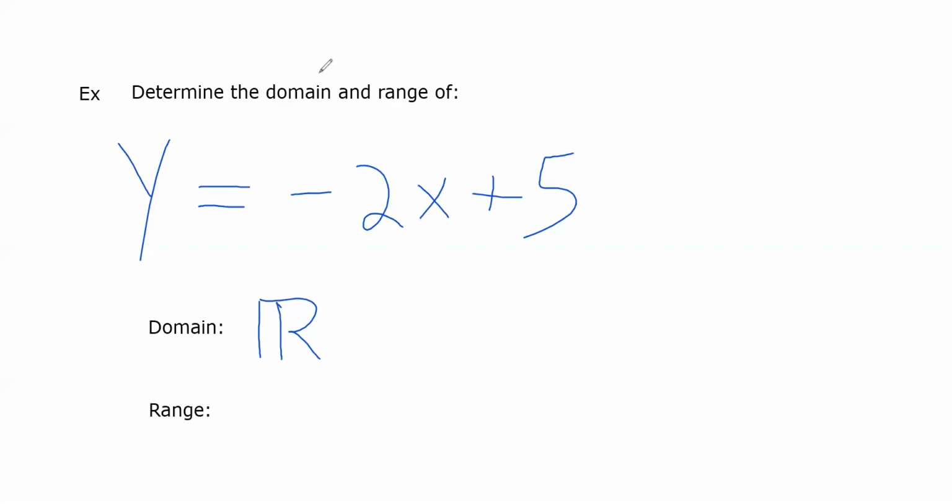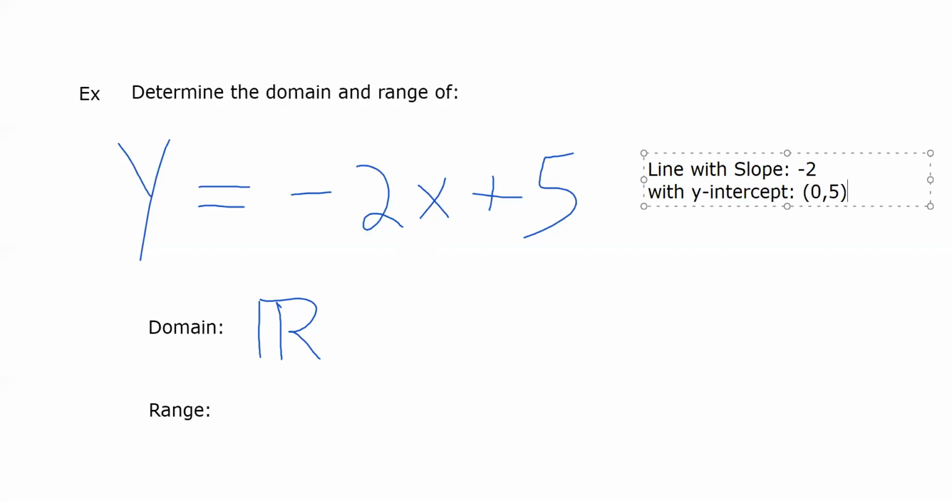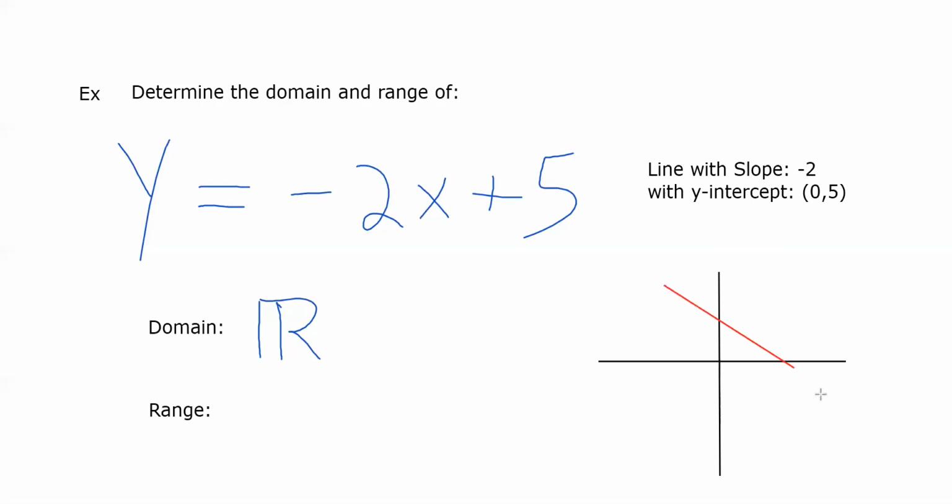So the range here is actually a little bit harder to deduce unless you do know a thing or two about the graph. Again, this is going to be a line with slope of negative 2, the number in front of x, and with y-intercept, remember it's a coordinate, don't just say 5, that's the lazy way. It's a coordinate with an x value of 0 and a y value of 5. So I'll whip up a very simple graph of that. Let's see. It would cross the y-axis at 5, but it has negative slope. So it would look something like this.